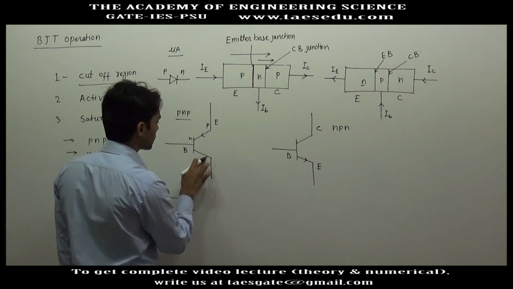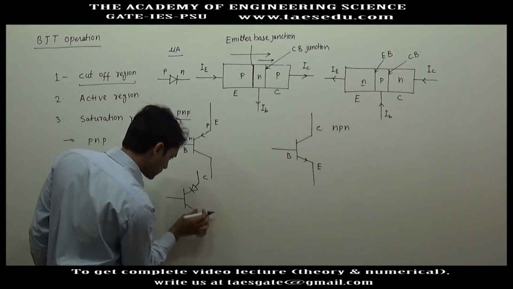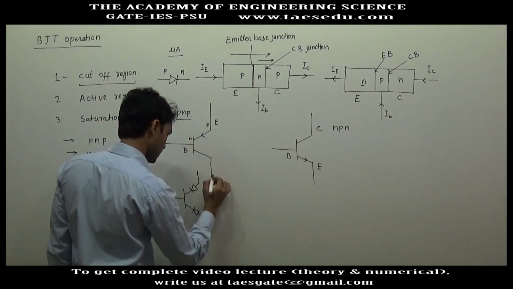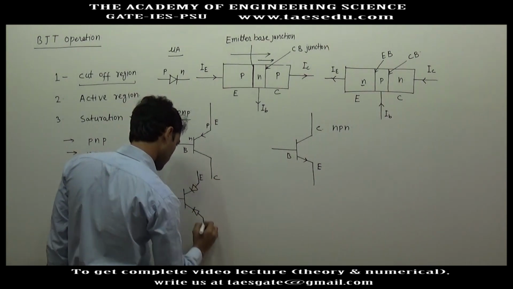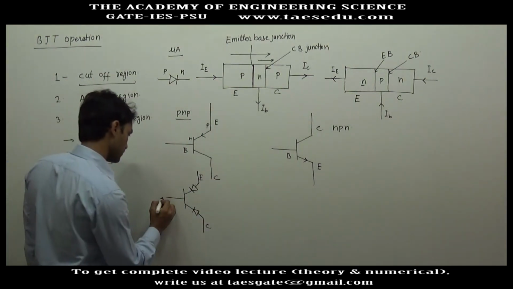And what about this junction? Collector is p-type material. Sorry, this is emitter. This is collector. So this will be the diode model of a PNP transistor.